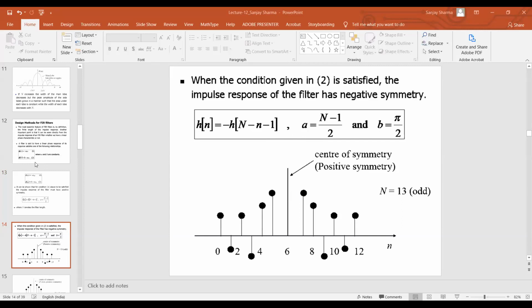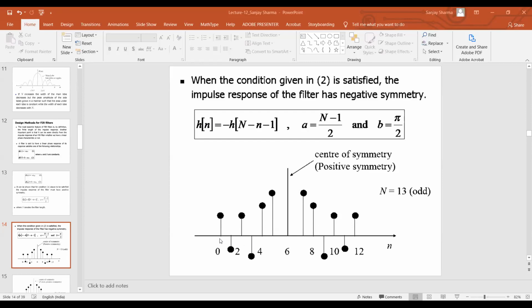Now, what is the meaning of positive symmetry? Let's say the value of capital N is 13, some odd value. Then what is the middle point? 6 is the middle point. What is the meaning of symmetry? How many values of h[n] will be there? There will be 13 values, h[0], h[1], h[2], h[3], h[4] up to h[12]. What is the middle value? The middle value is h[6].